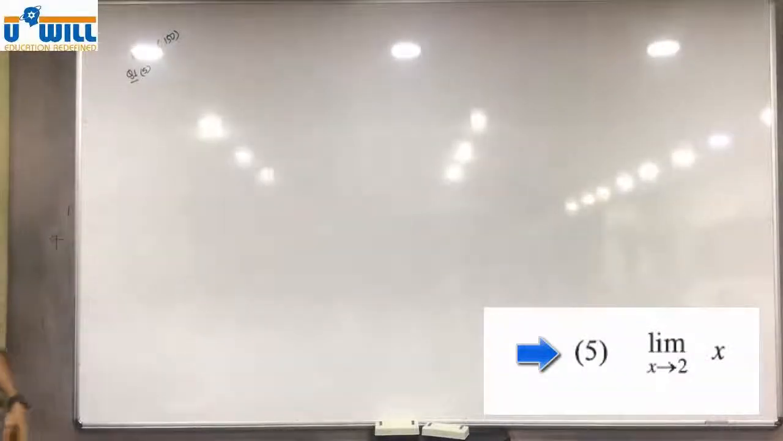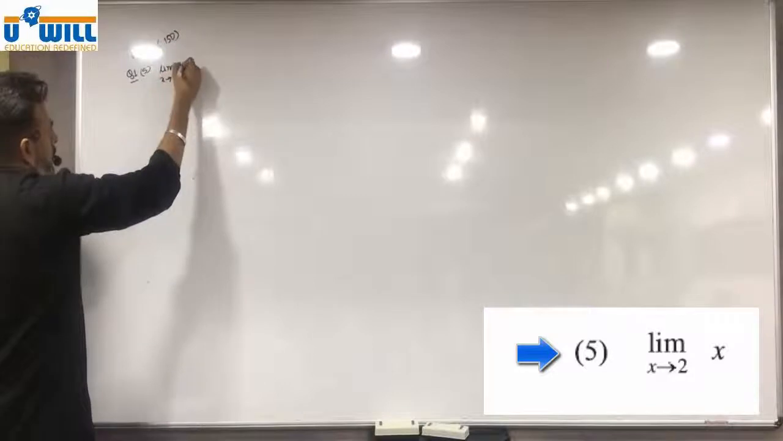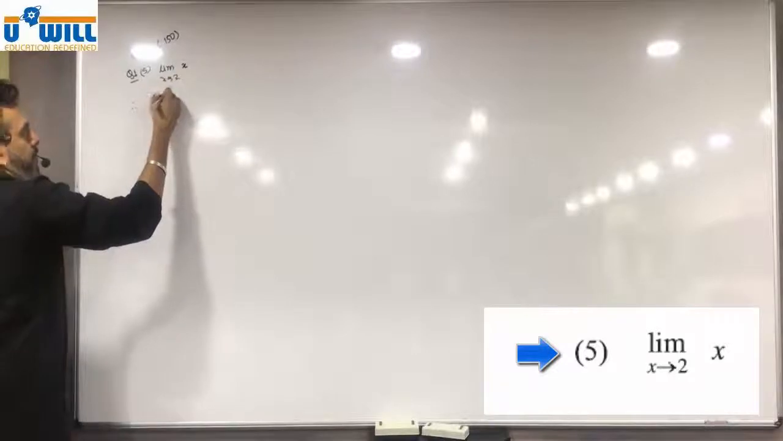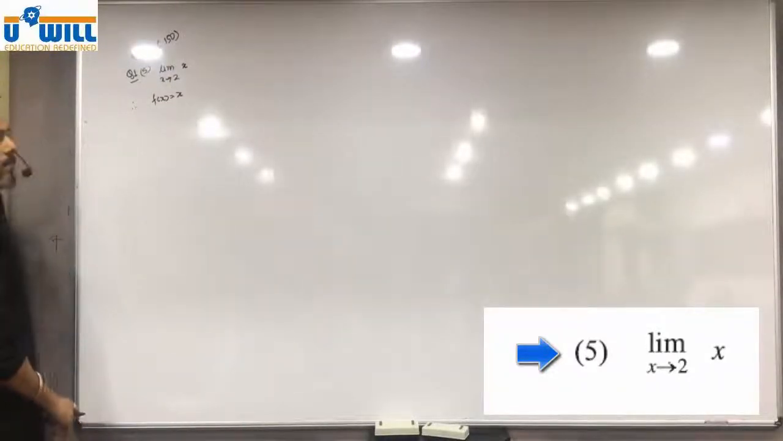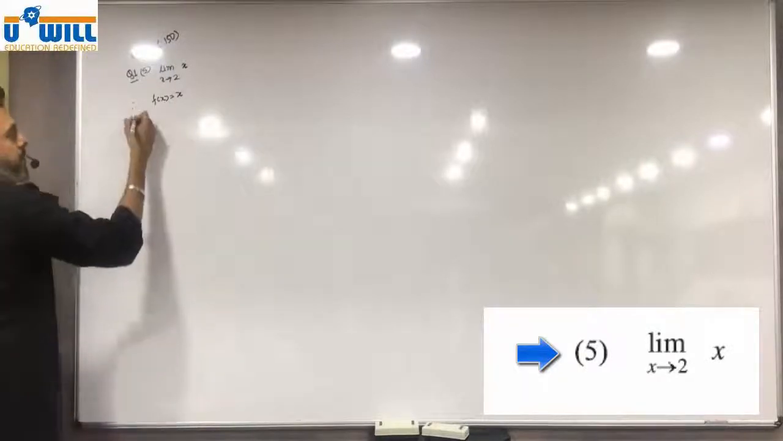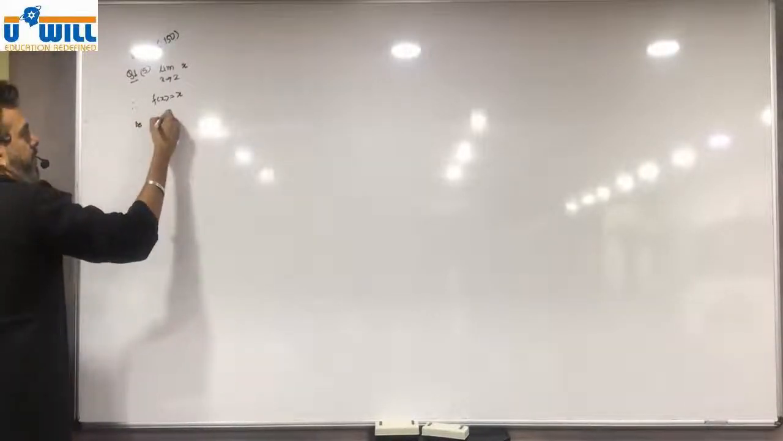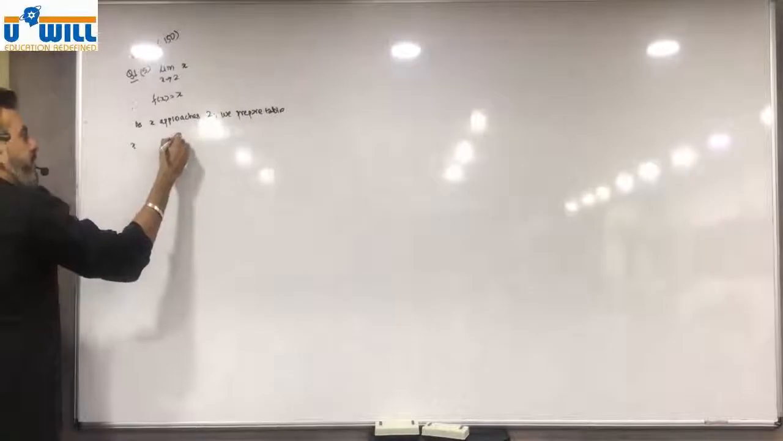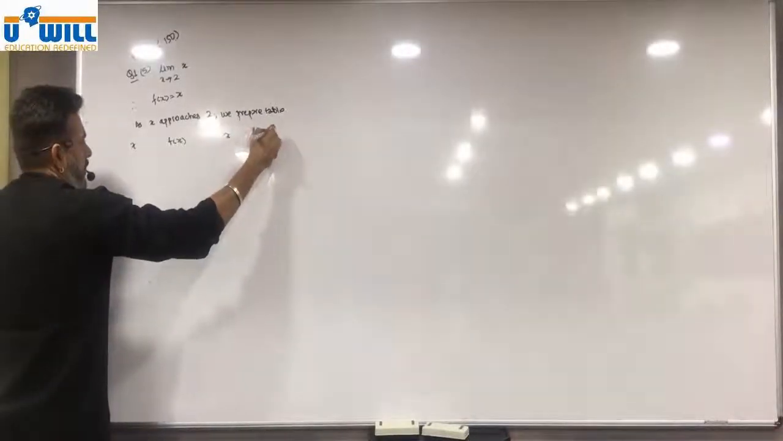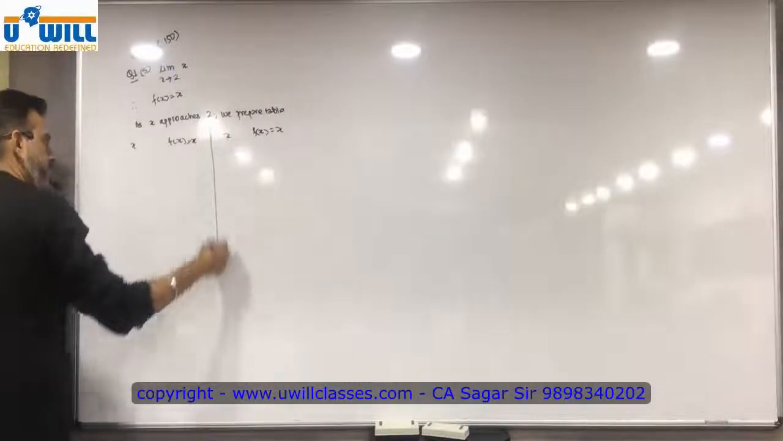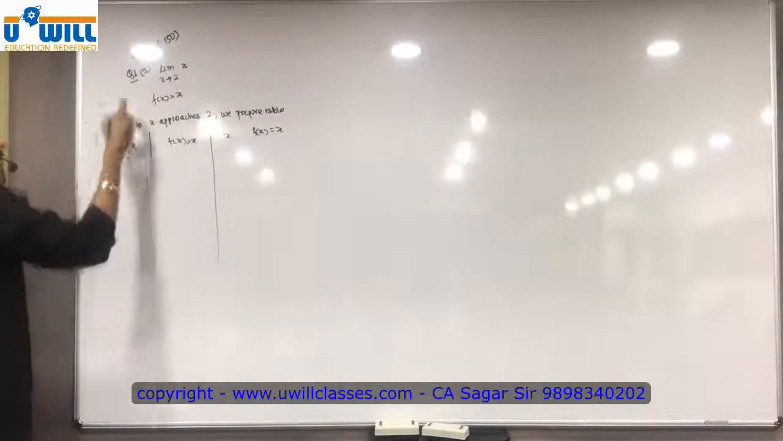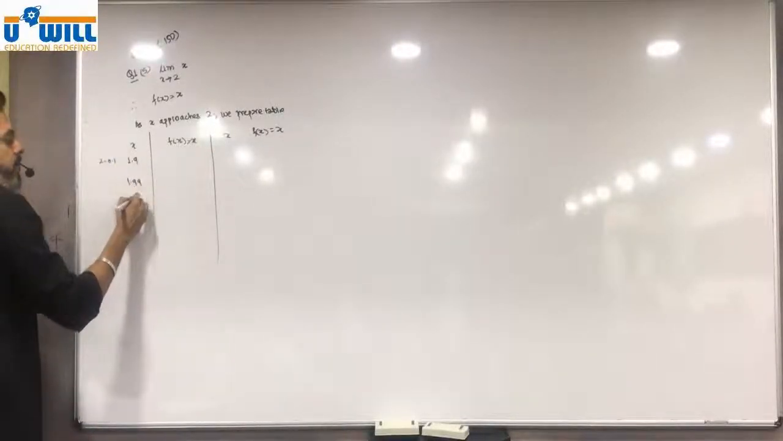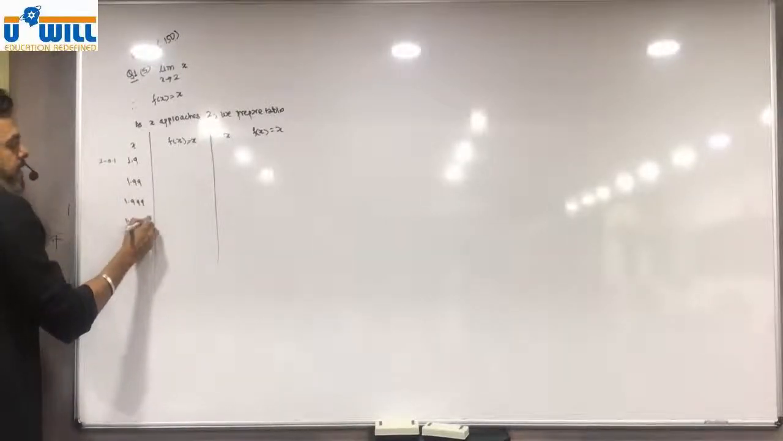Fifth one, limit x approaches to 2 of x. So, therefore, f of x is equal to x. Very simple, directly we can do it. As x approaches to 2, we prepare table x and f of x, x and f of x, which is equal to x, equal to x. Here we'll decrease the value of 2 by 0.1, 1.9, 1.99, 1.999, 1.9999.